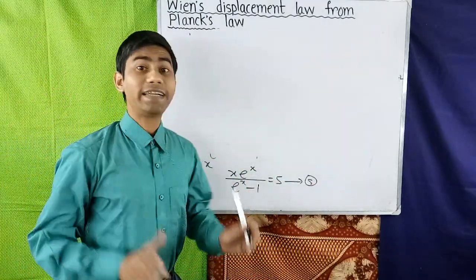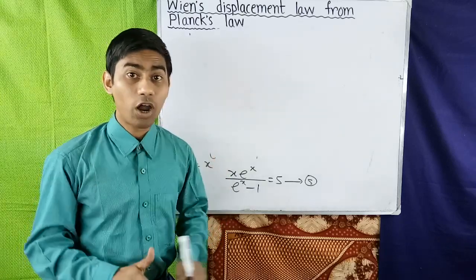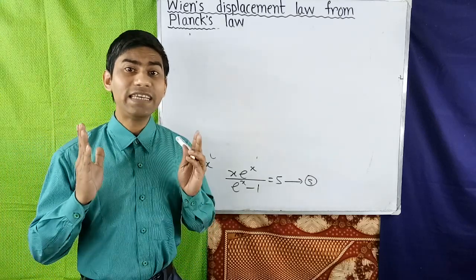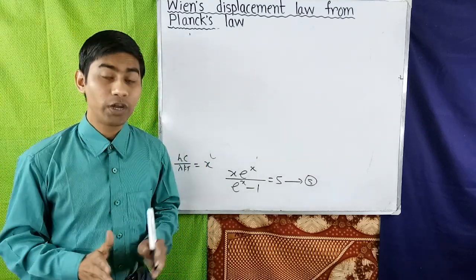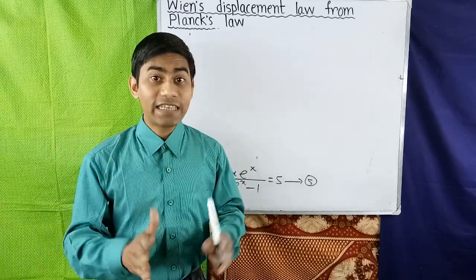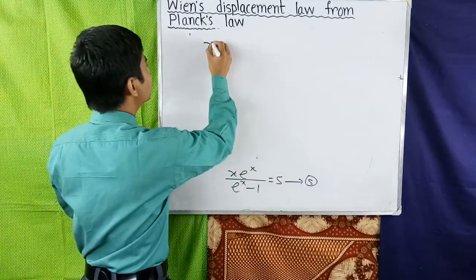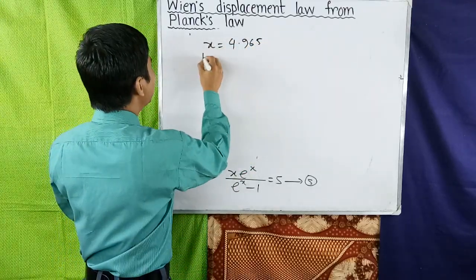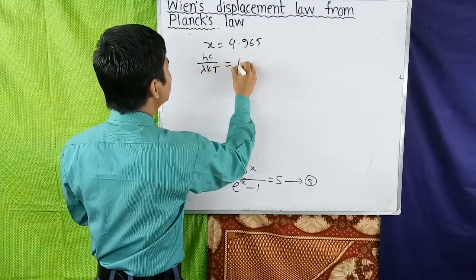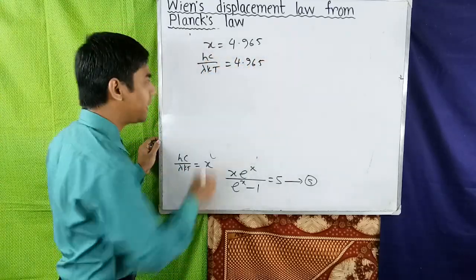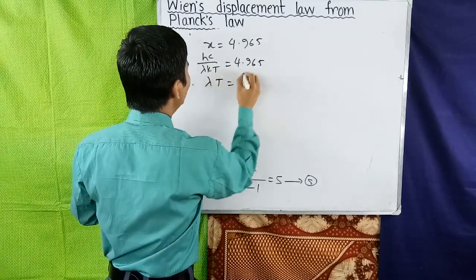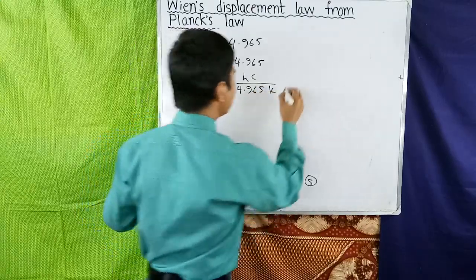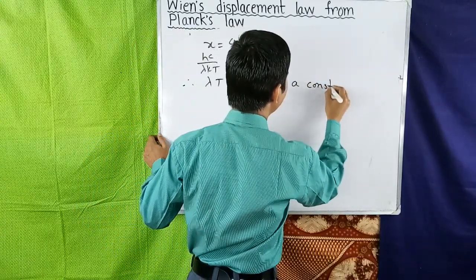Now this is a transcendental equation and can be solved graphically or analytically. By the graphical method it can be easily seen that there must be a root nearly equal to 5. The exact value of x is 4.965, or hc by lambda kT equals 4.965. Hence lambda T equals hc by 4.965 into k, which is a constant.